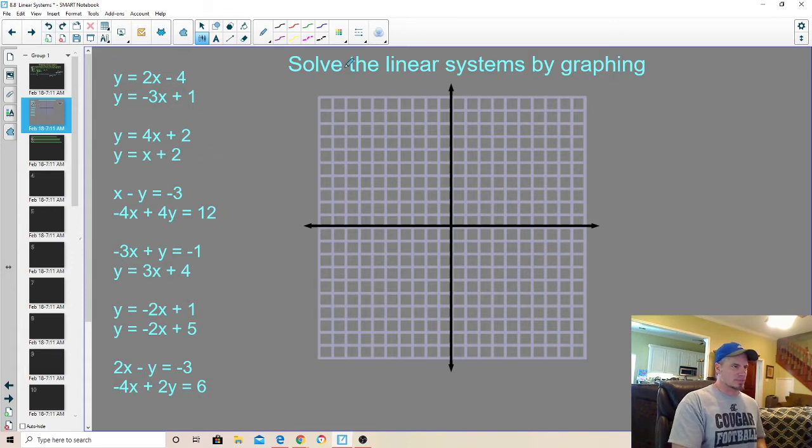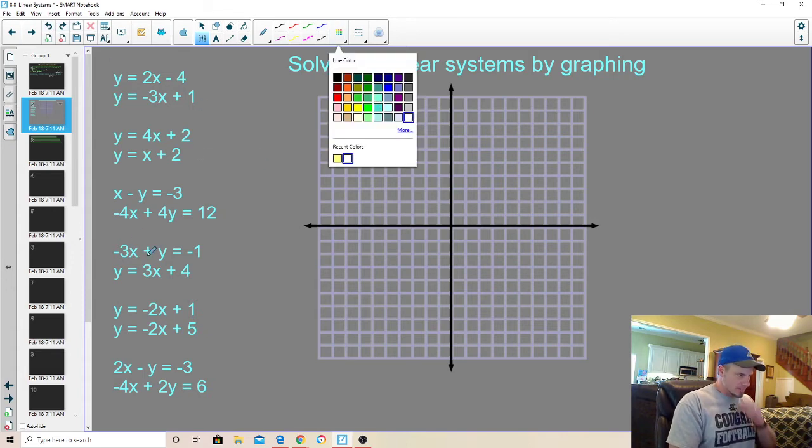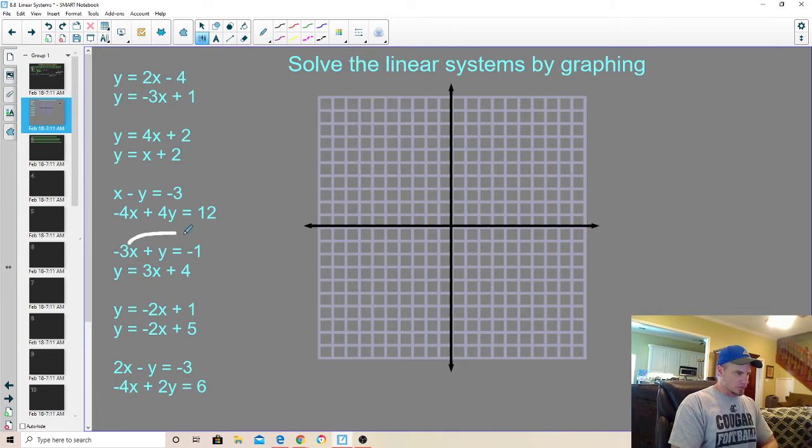Okay? Let's look at this next one. We certainly want to solve for y. So we're going to solve for y and move the 3x over. When I do, it becomes positive. We get 3x minus 1. Here we get 3x plus 4. Sorry, that's an x. Let's graph this one.